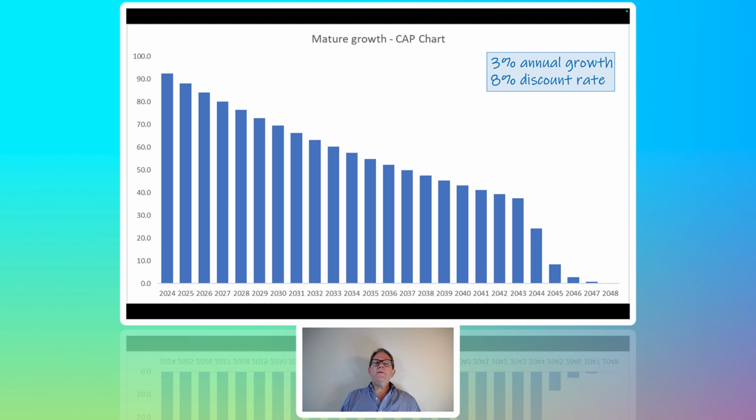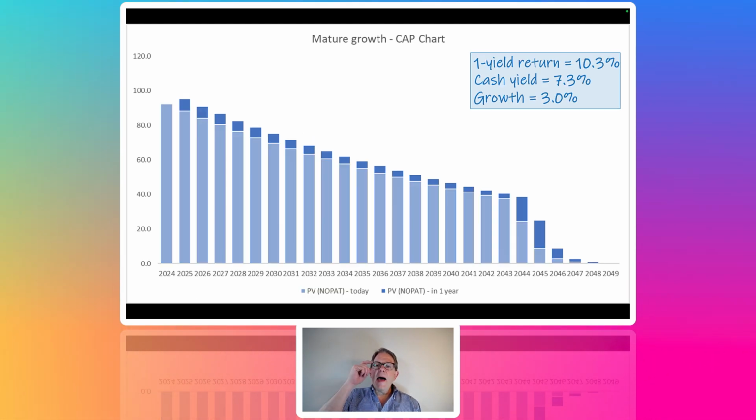All right, I was thinking about, well, what if you have a company that's growing less than its discount rate? What does that look like? So here's a mature growth cap chart, very similar to what we saw. It's really stage 3, I think it is. Stage 3, where you're growing less than your discount rate, and it just carries forward that way. And then guess what? If that moves forward 1 year in time, I get that excess return. The cap chart moves forward 1 year. My 1 year return is 10.3%. My cash yield in this model was 7.3%. My growth was 3%.